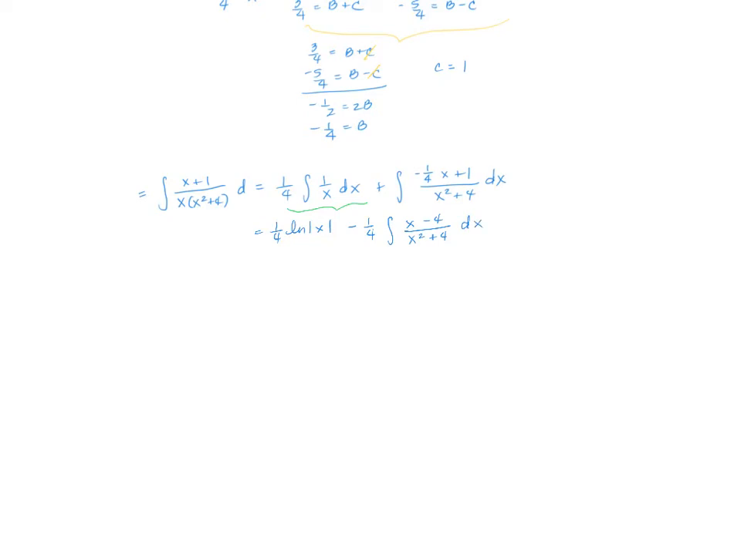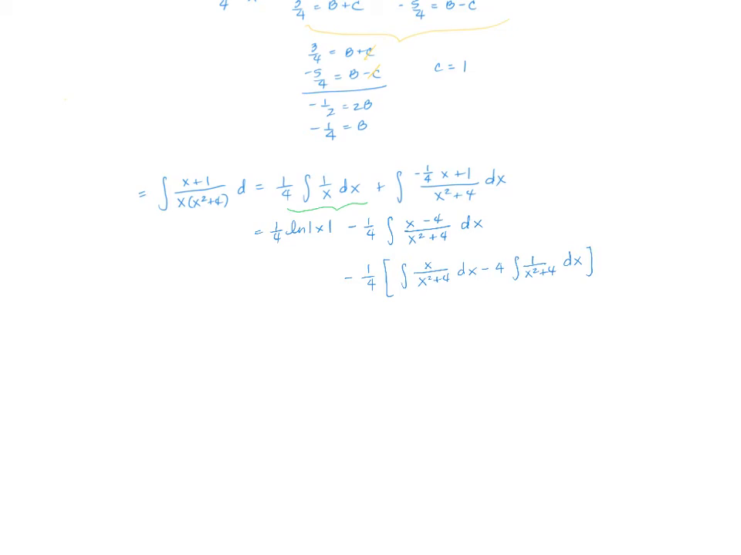I don't know how to evaluate that. So I'm going to go ahead and try to split it up again. Notice that this is the integral of x over x squared plus 4 dx minus 4 integral of 1 over x squared plus 4. So this is one possibility, breaking it up in this fashion.